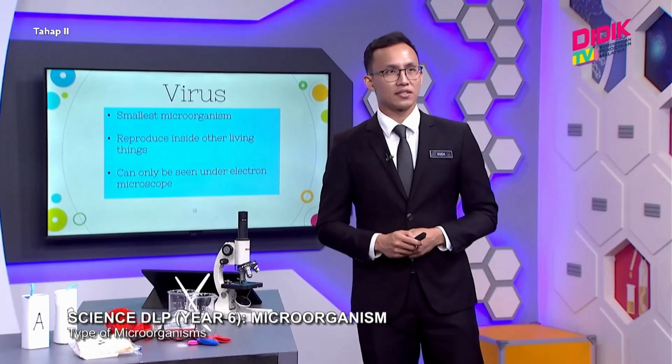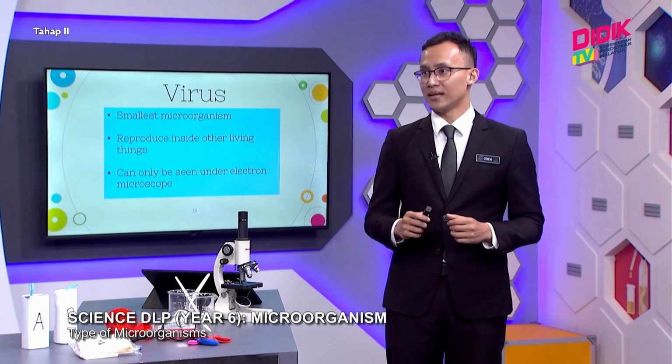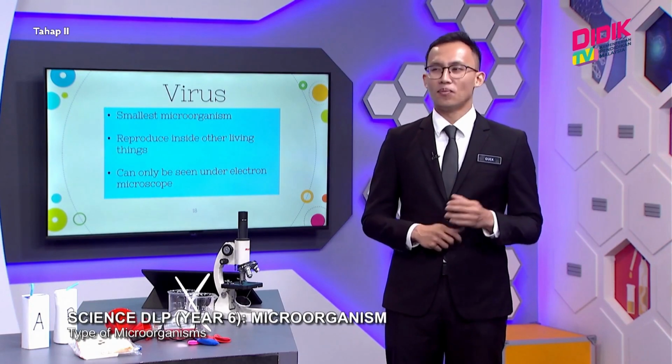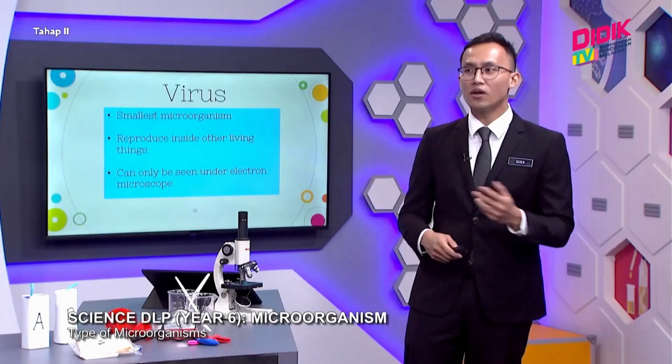Lastly is the virus. Virus is also an important part of the microorganism family. It is the smallest microorganism, but one of the deadliest out there. Viruses reproduce inside other living things. They not only infect humans or plants or animals, they actually infect other microorganisms. Later on I'll show you an example of it.